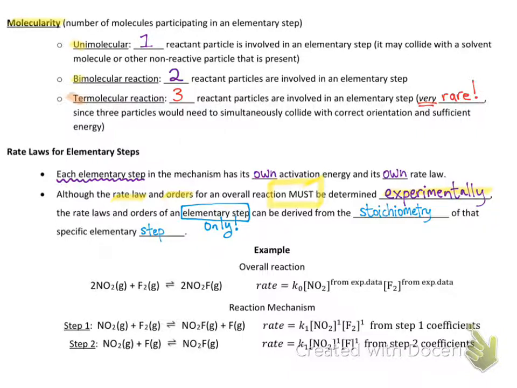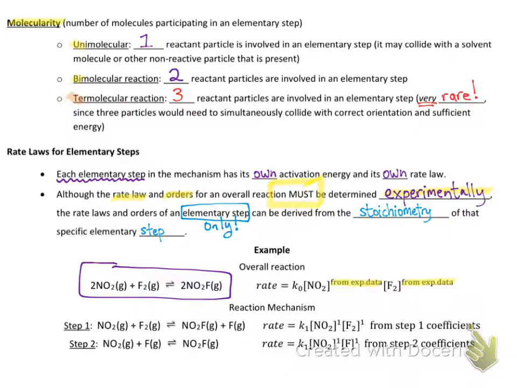So if we go back to that reaction we were considering before, if you were trying to figure out the rate law for this overall reaction, you can't say, oh, it's second order with respect to NO2 and it's first order with respect to F2. You don't know that. You have to go ahead and look at the experimental data. That is the only way to derive the rate laws and the orders.